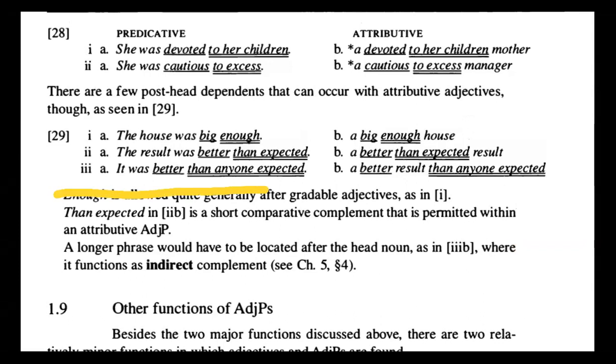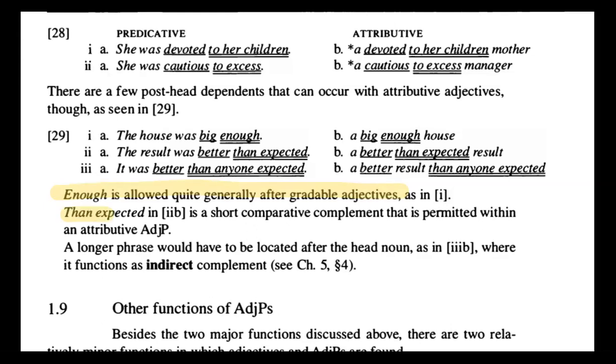So enough is on. Okay. I meant to highlight it. So enough here is allowed quite generally after gradual adjectives, like the following one. The house was big enough. Okay. يعني enough تيجي دائما عادة بعد الصفة التدريجية اللي بتعطيني تدريج لحجم أو كتلة شيء.